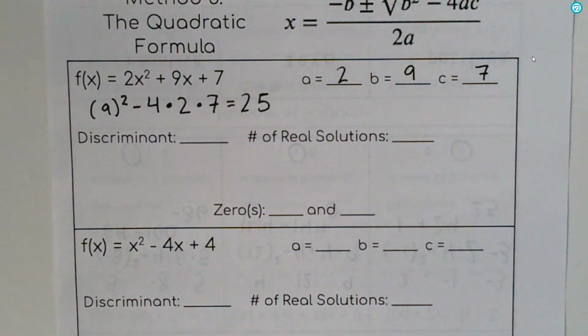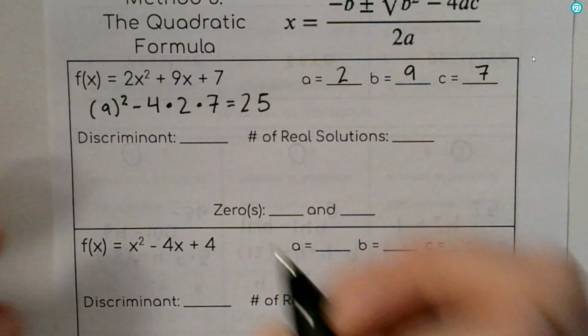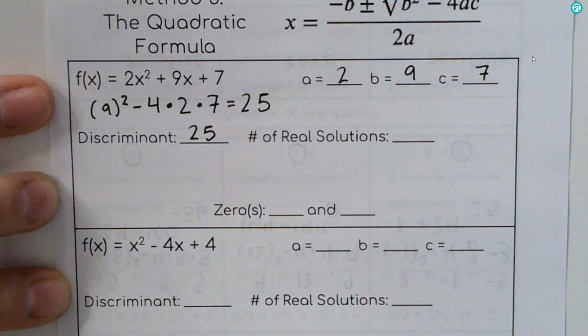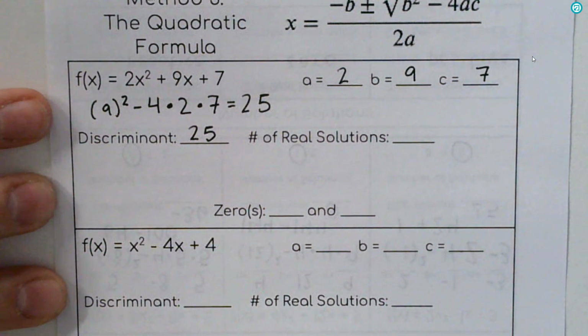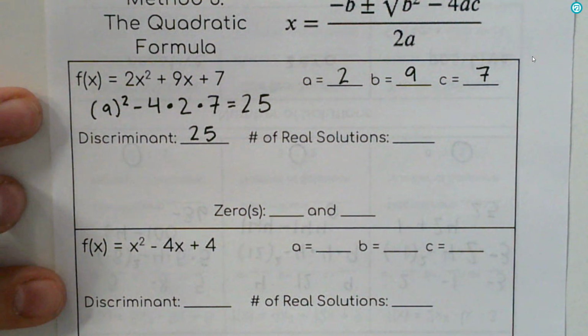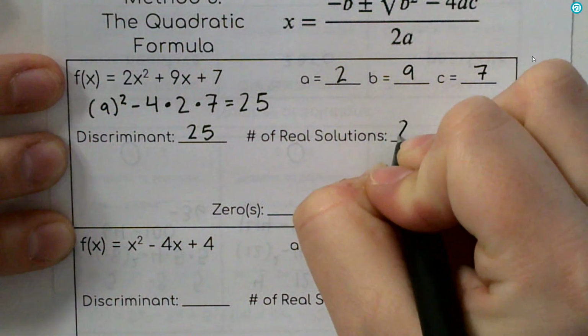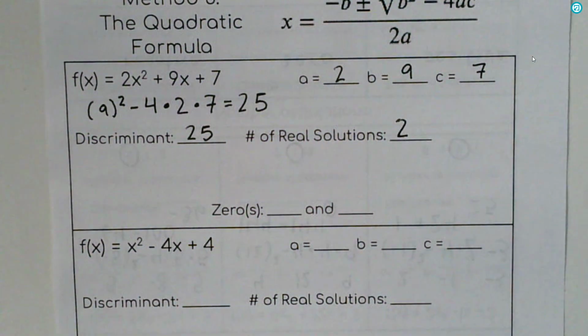Okay, so I get my discriminant as 25. Is 25 positive, negative, or 0? Is it a positive number or a negative number? Positive. Okay, so if we get a discriminant that is positive, we are going to have 2 real solutions. If we have 1 or 2 real solutions, that means we need to keep going. So now we are going to keep going.